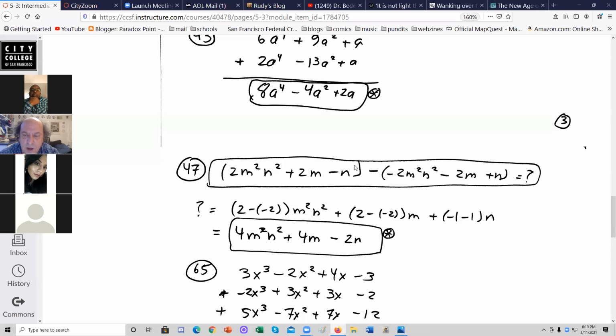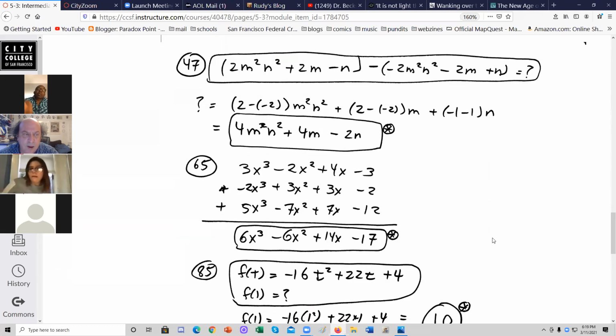We have a 2m here and a minus a negative 2m here. So 2 minus negative 2 times m. We have a minus n minus another n, minus 1 times n. And after some arithmetic, you get 4m squared n squared plus 4m minus 2n.